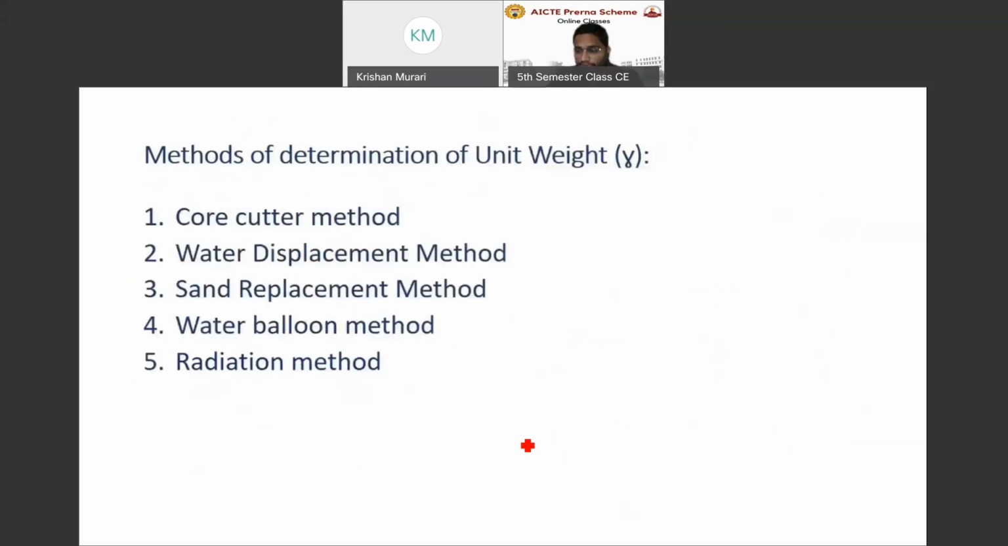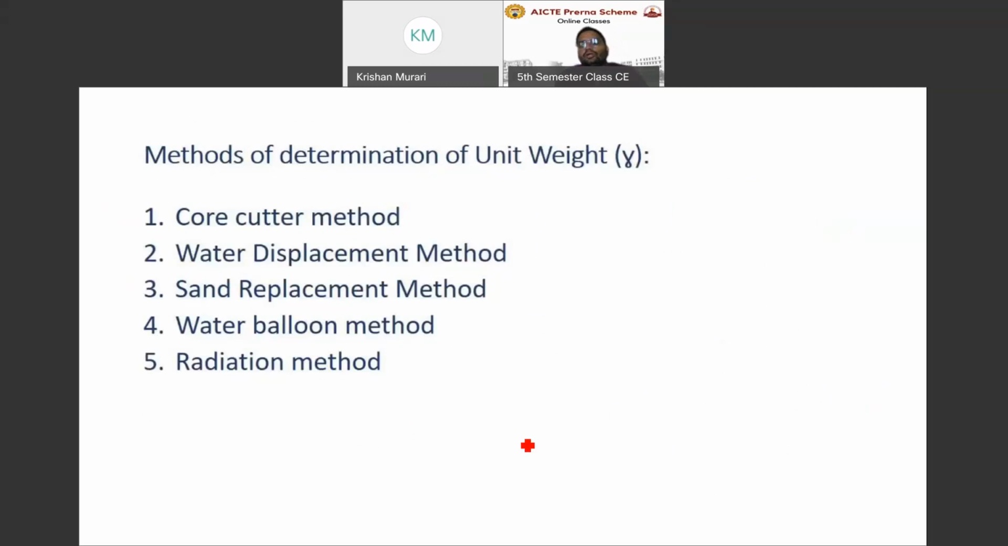After the determination of soil water content, we can also study the determination of unit weight. How to determine the unit weight of soil? There are some methods to determine the unit weight of a soil. First is the core cutter method. Second is the water displacement method. Third is the sand replacement method. Fourth is the water volume method, and last one is also the radiation method. So here we discuss all the methods one by one.